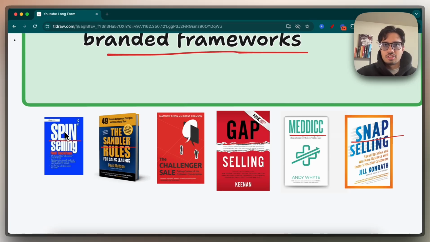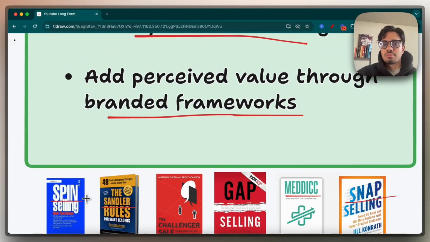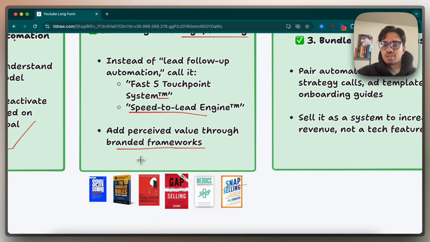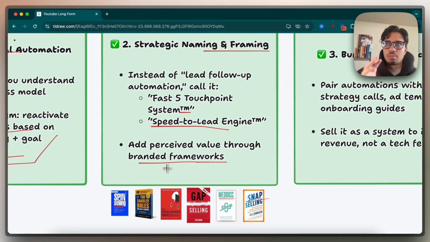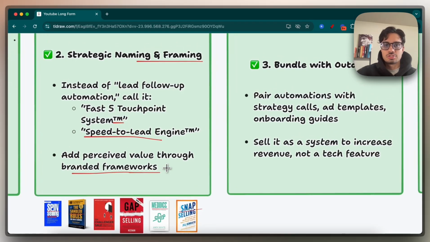Even though there's so much overlap between them, the marketing makes them feel like it's something unique to them specifically. And all of these have sold hundreds of millions of dollars of revenue and copies. So these do extremely well. It just highlights the point that branded frameworks are the way to go with automations. If you can come up with a cool, proprietary sounding system, then it can be really advantageous.